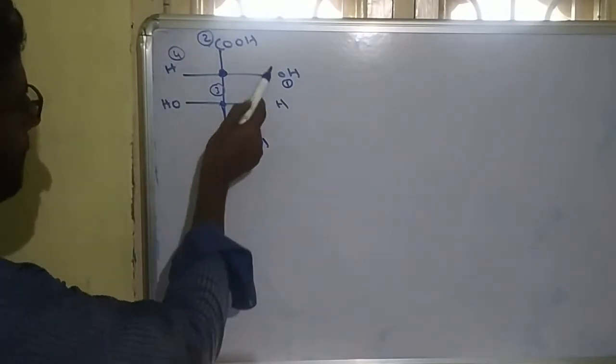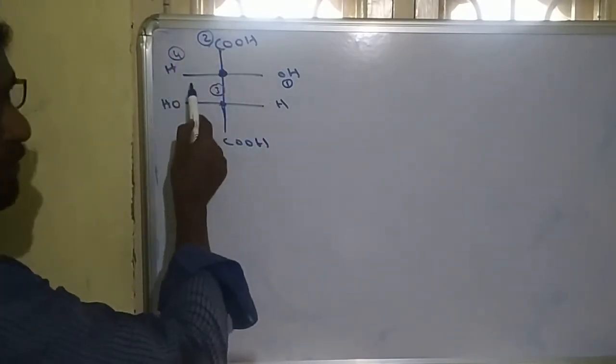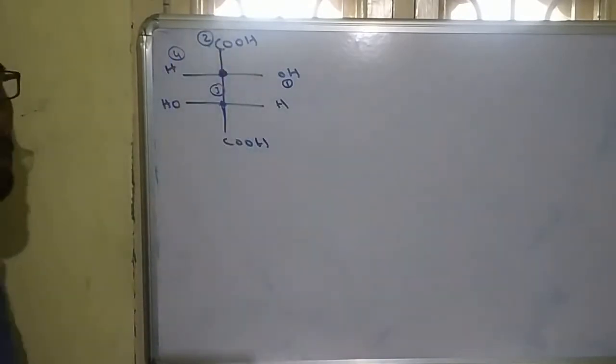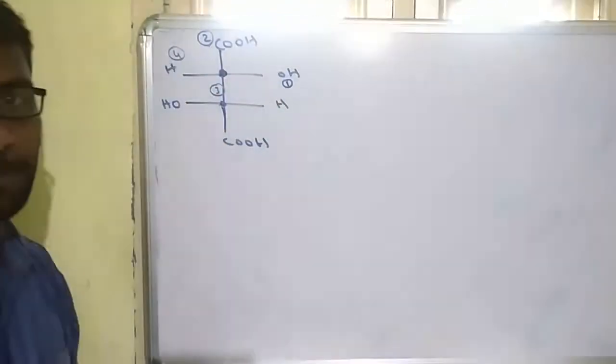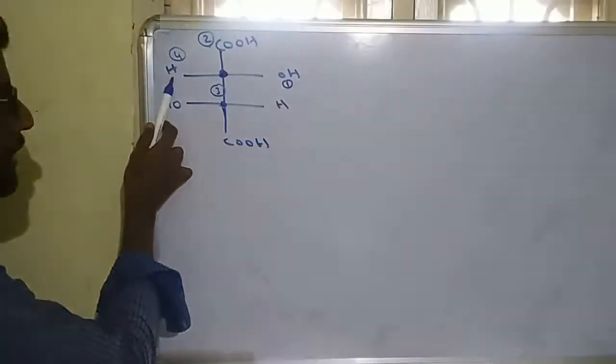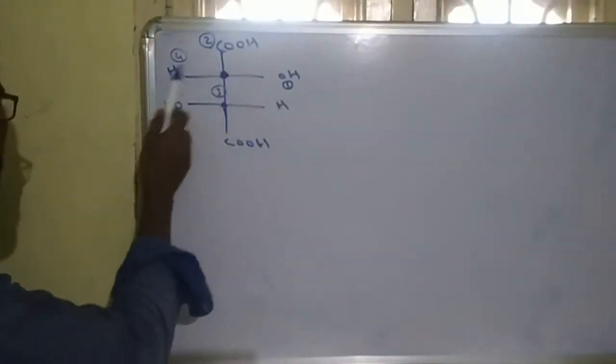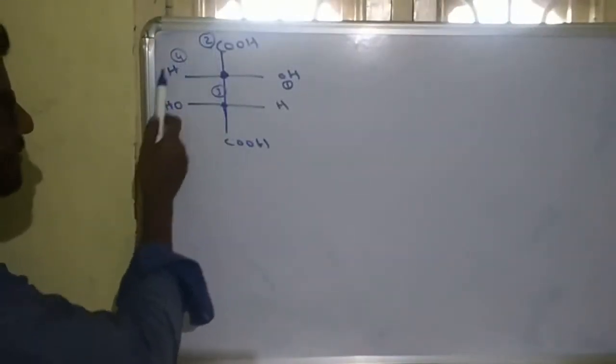So this is which one? Clockwise or anti-clockwise? This is anti-clockwise. Anti-clockwise means actually S. But here the least priority is not present in the vertical bond. Observe it. The least priority is not present in the vertical bond.